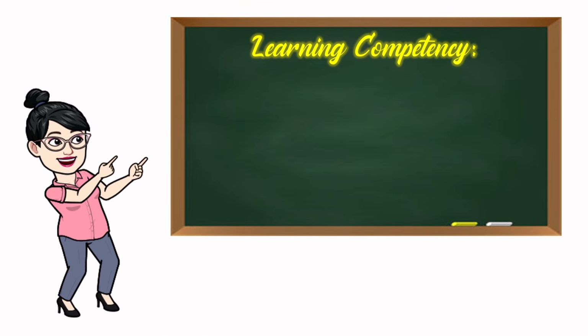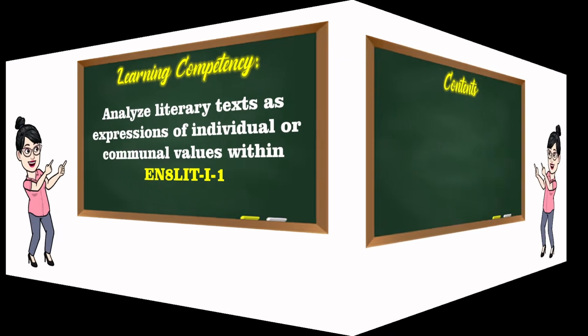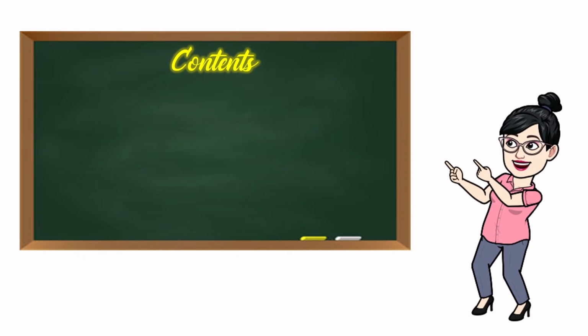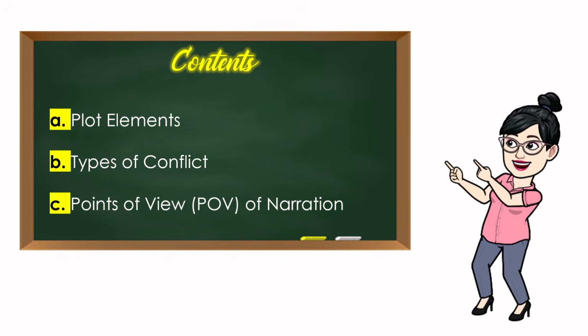Our target learning competency for this video is to analyze literary text as expressions of individual or communal values. And here are the topics covered for this session: plot elements, types of conflict, and points of view of narration.